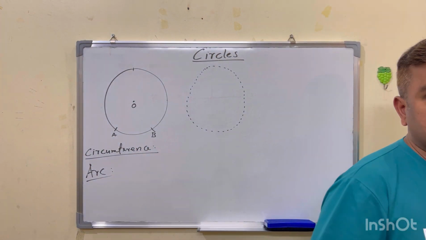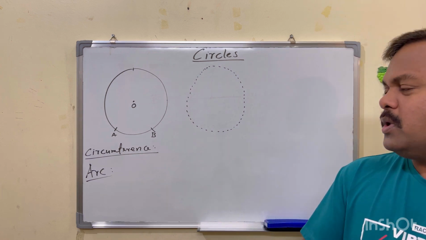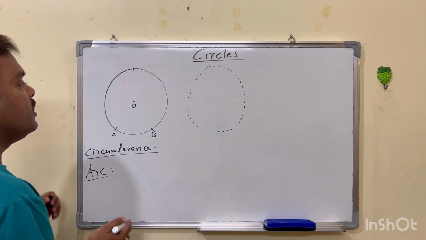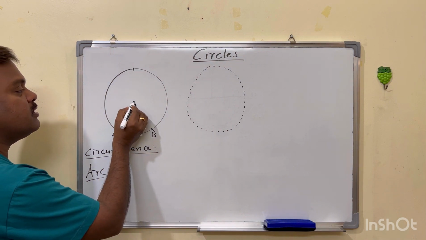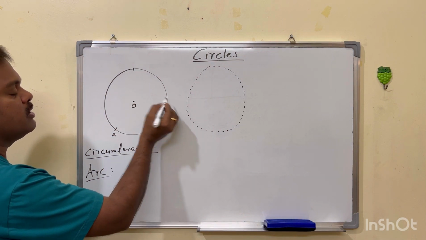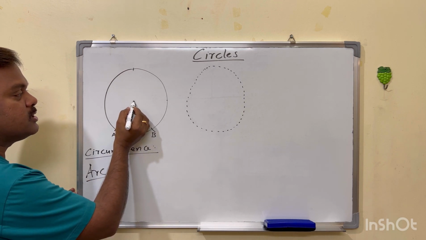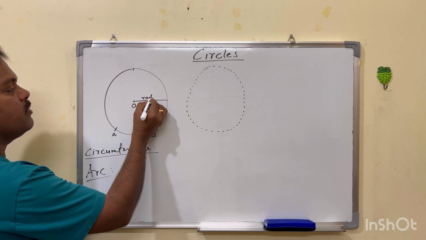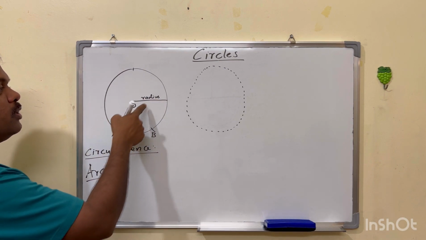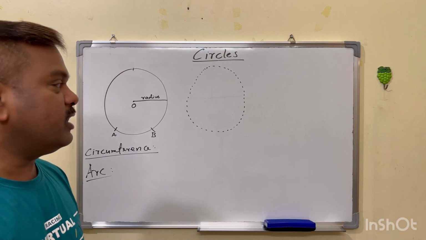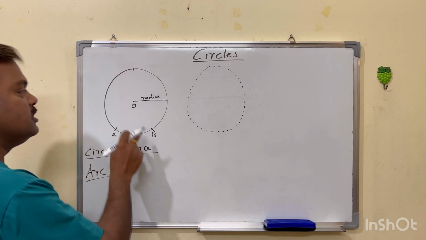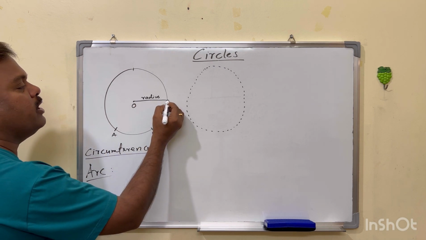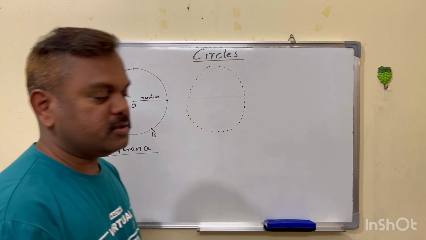Next, radius. This is very important. What is meant by the radius of a circle? Radius of a circle means the distance between the center of the circle and any point on the circle. Radius, singular radius, plural radii, R-A-D-I-I. The distance between the center of the circle and any point on the circle is called the radius of the circle.